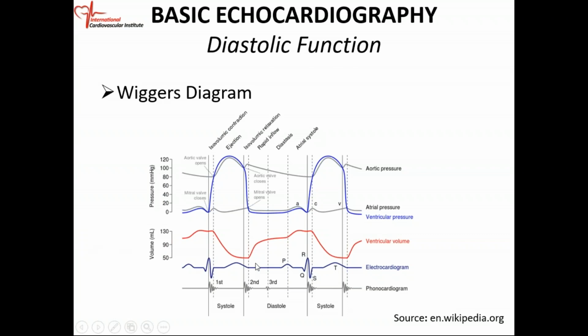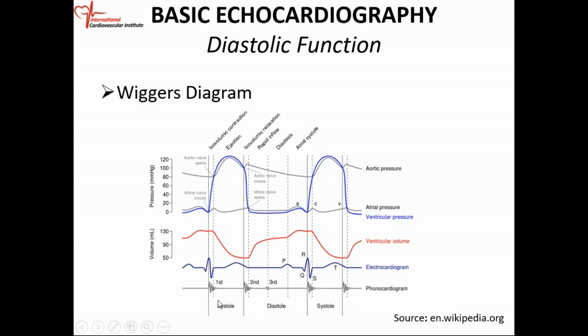Okay, at the bottom you have what we call the phonocardiogram, which is the sound, the heart sound. So when you see phono, it means sound. So we know the first heart sound is due to closure of the mitral valve. Second heart sound is due to closure of the aortic valve. The period between the closure of the mitral valve and the closure of the aortic valve is systole, right? And the period between closure of the aortic valve and the mitral valve is diastole.